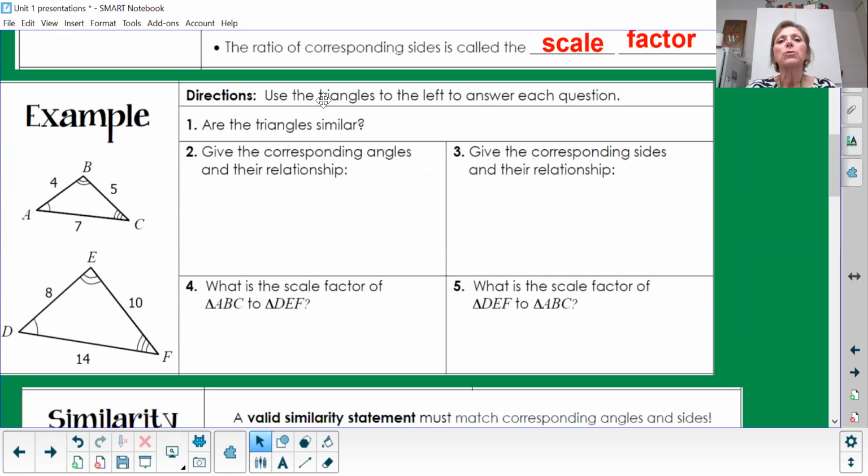Okay, directions. Use the triangles to the left to answer each question. Are the triangles similar? Well, we actually don't know yet, so we're going to answer that later. And we're going to use these scale factors to help us answer yes or no. Give the corresponding angles and their relationships.